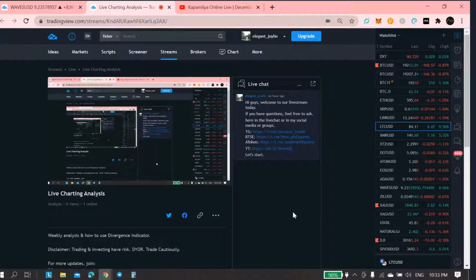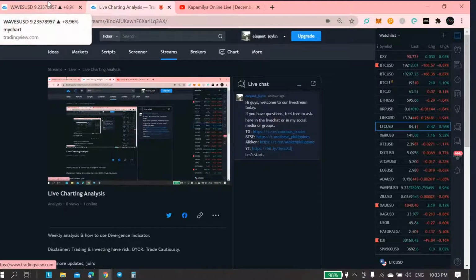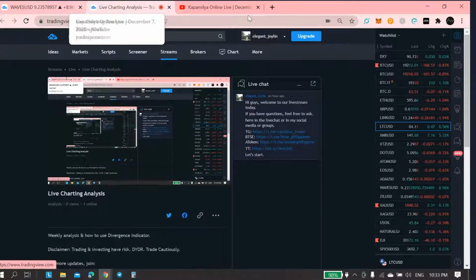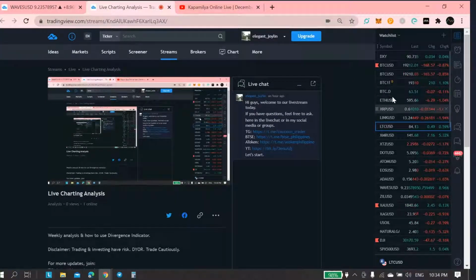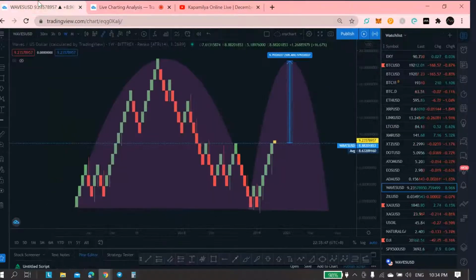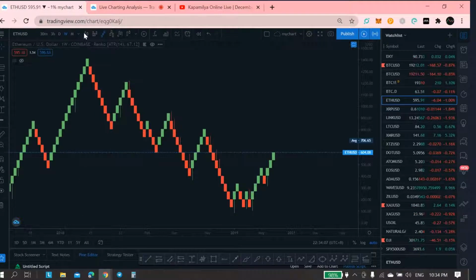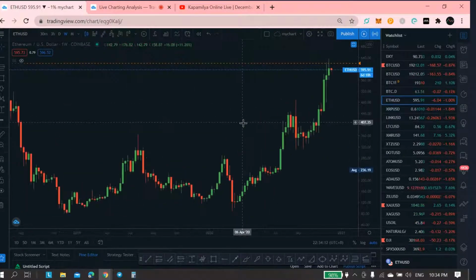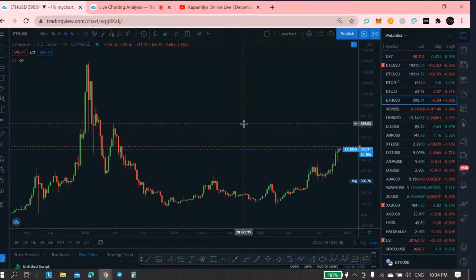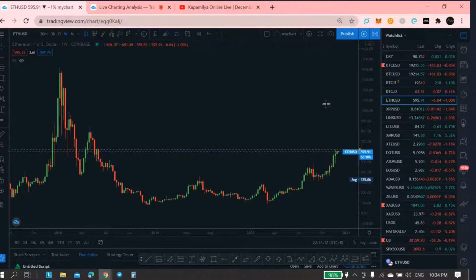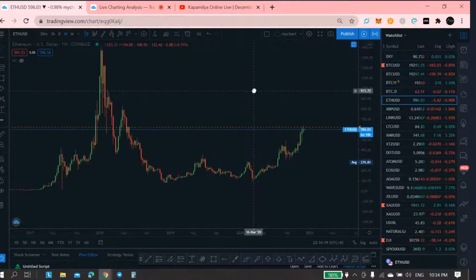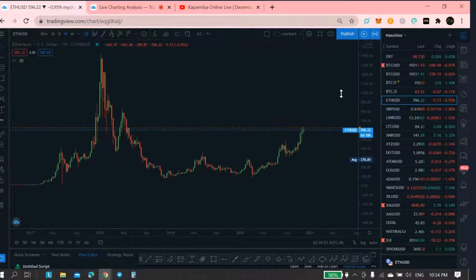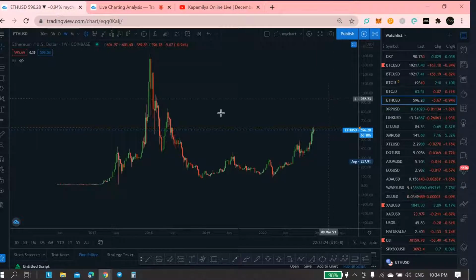Maybe I'll just... I think I did not discuss the others, which is Ethereum and XRP, because this is the top three based on market cap. But let me just make a quick view of this Ethereum using the weekly time frame.